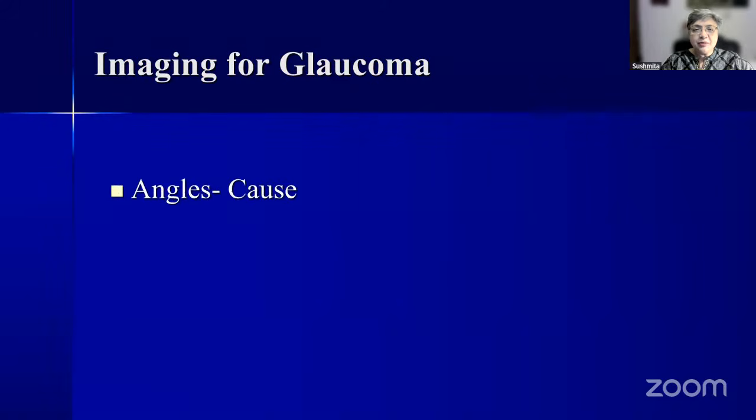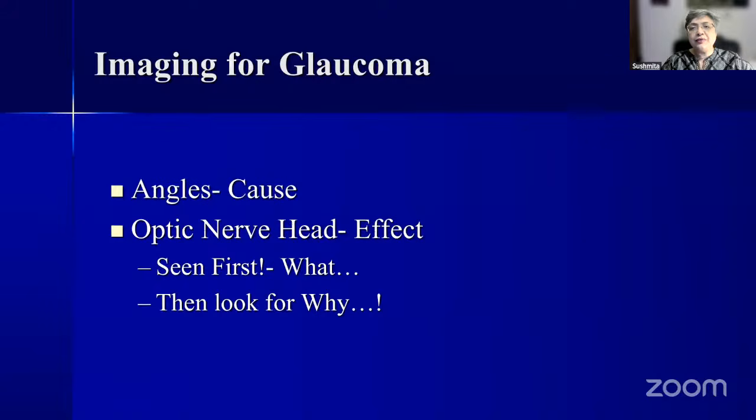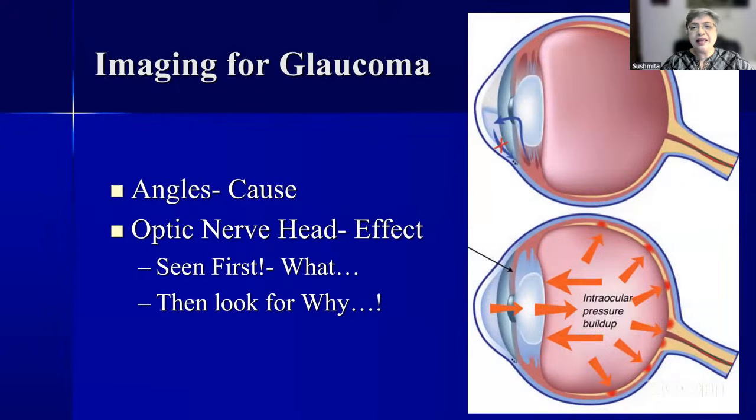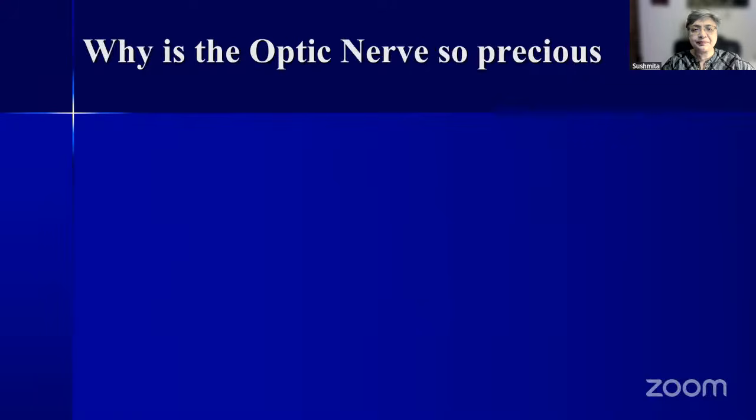So starting with imaging for glaucoma, when you image the angles, you look for the cause. And if you image the optic nerve head, you actually see the effect of the raised pressure due to the obstruction in the angles. So it's seen first, the optic nerve, the what, and then you start looking for the why, and usually the gonioscopy comes later. So it's not as though we look for the cause first.